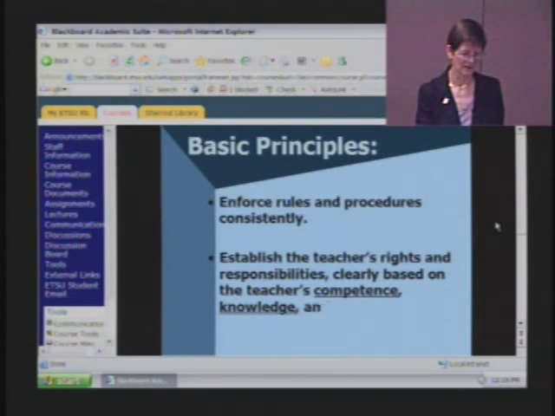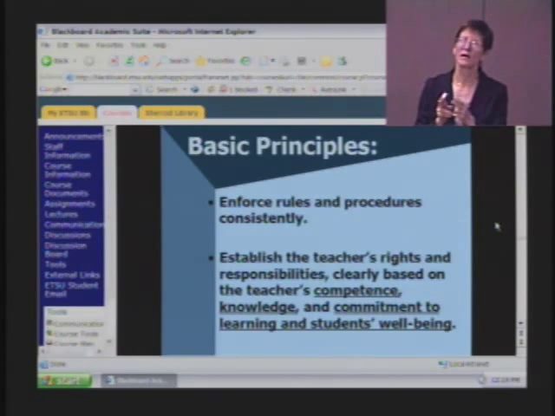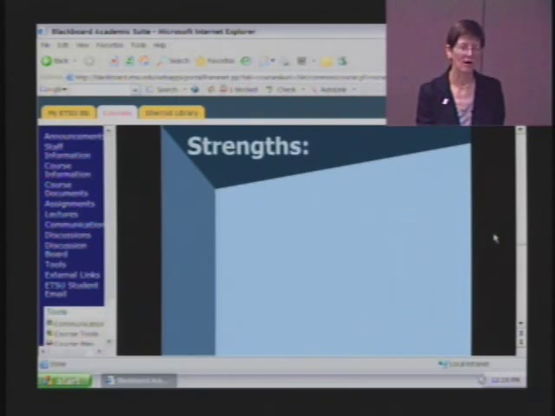Now, this one's a little different. This one's new. You establish the teacher's rights and responsibilities. A new concept, teacher's rights, responsibilities. And you base those rights and responsibilities on the teacher's competence, knowledge, commitment to learning, and students' well-being. You've got the competence, you're committed to helping your students grow, you therefore have rights and responsibilities in the classroom as a teacher. All right, now, strengths of authoritative approaches, and they are considerable.